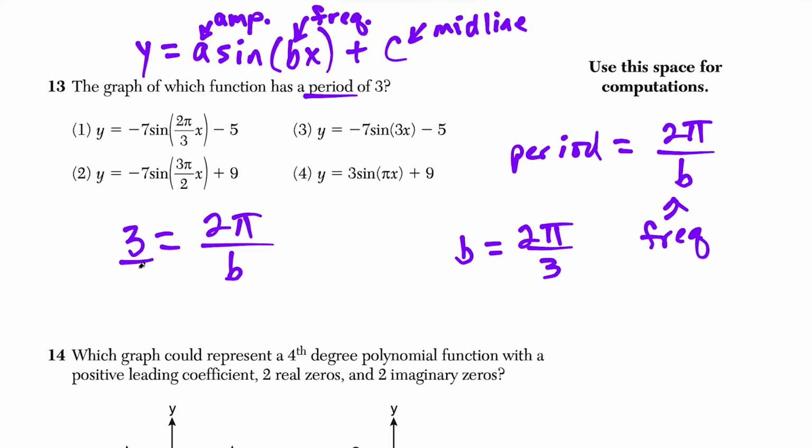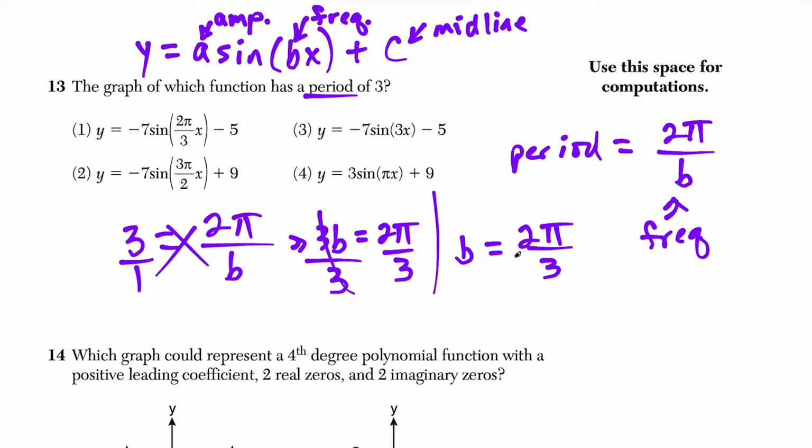But otherwise, what you do is just call this 3 over 1, and you could cross multiply, and you're going to get 3 times b is equal to 2 pi times 1, which is 2 pi. And then from here, we just divide both sides by 3, and that tells us that b is equal to 2 pi over 3. And out of all the answer choices, the only one that has a coefficient of x of 2 pi over 3 is choice 1.